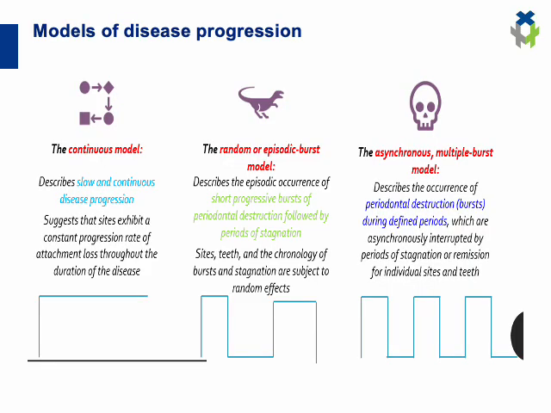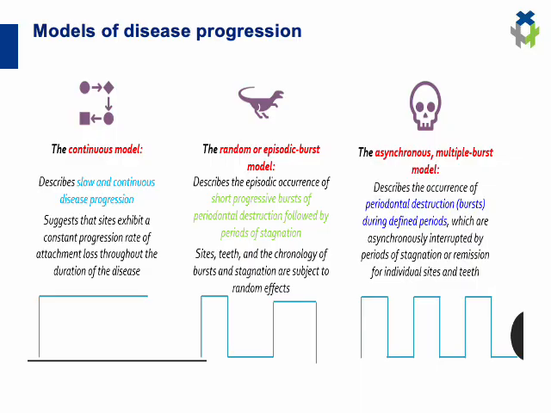The various models of disease progression are the continuous model, the random or episodic burst model, and the asynchronous multiple burst model. The continuous model describes slow and continuous disease progression, suggesting that sites exhibit a constant progression rate of attachment loss throughout the duration of disease, whereas the random or episodic burst model describes the episodic occurrence of short progressive bursts of periodontal destruction followed by periods of stagnation.